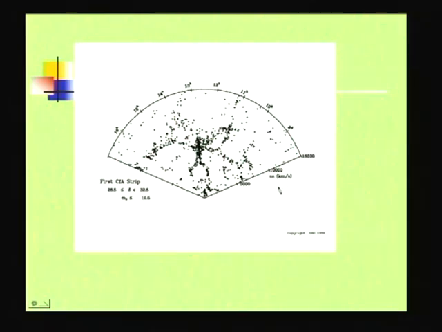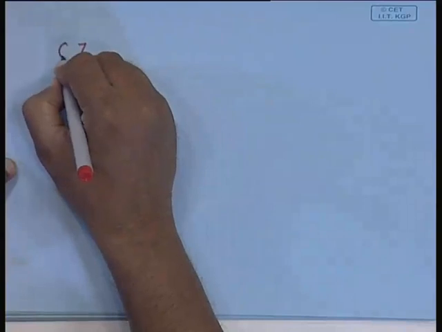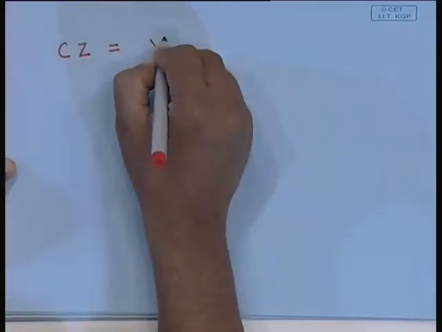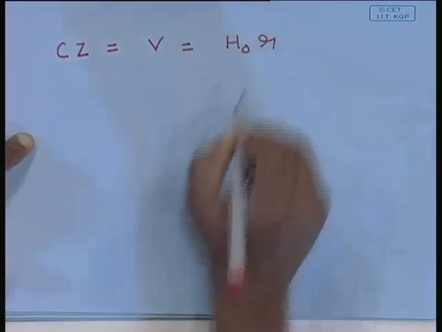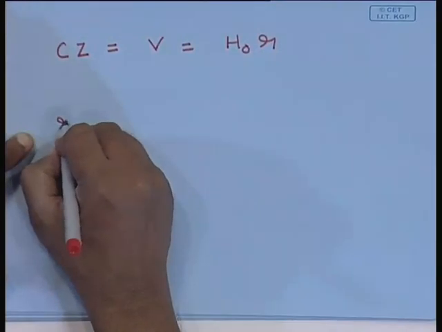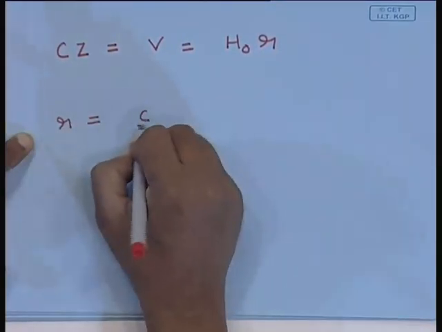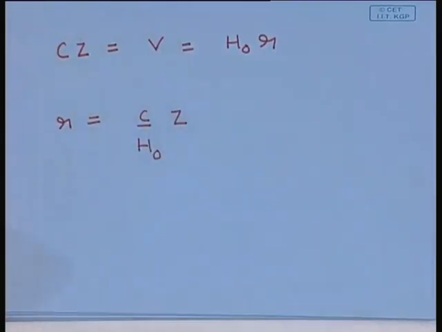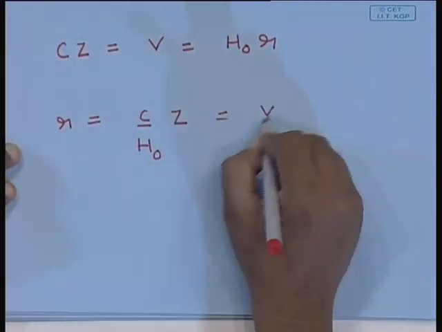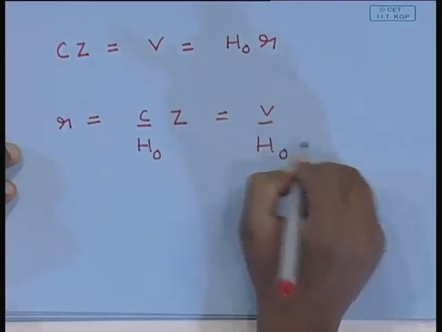The redshift can be directly measured from the shift in the wavelength. cz gives you the speed, and from Hubble's law this is H naught r. So, if you divide this by H naught, you get the distance.